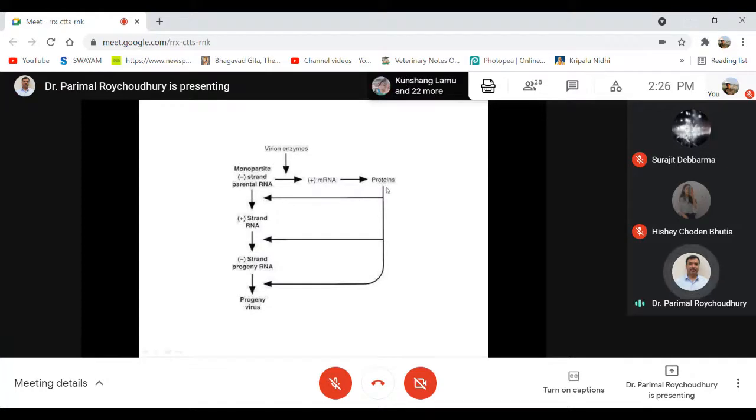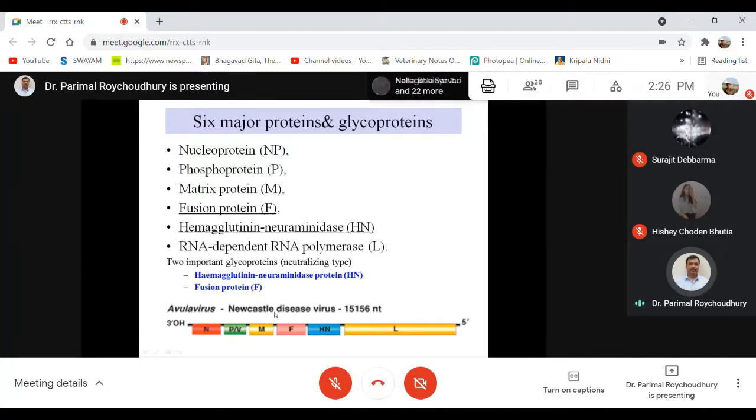Then the proteins will be synthesized, and these are the early proteins. They again help to convert the negative sense to positive sense RNA, and taking this positive sense RNA as a template, again the negative sense progeny RNA virus formation will occur. So thousands of copies of viral RNA will form at this stage, and then the assembly and the release will occur. Okay, this is the process adopted by the viruses for their replication.